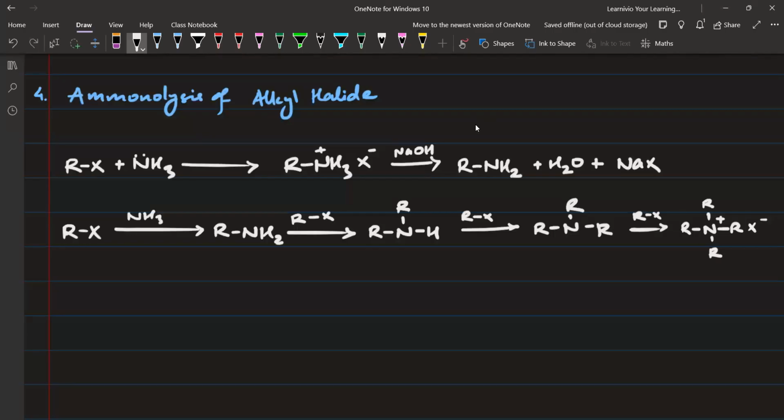Does this make sense? Yes or no? Please tell me. रिएक्शन समझ में आया क्या हो रहा है? बार बार RX क्यों रिएक्ट कर रहा है? Yes or no? Yes, sir. Okay.